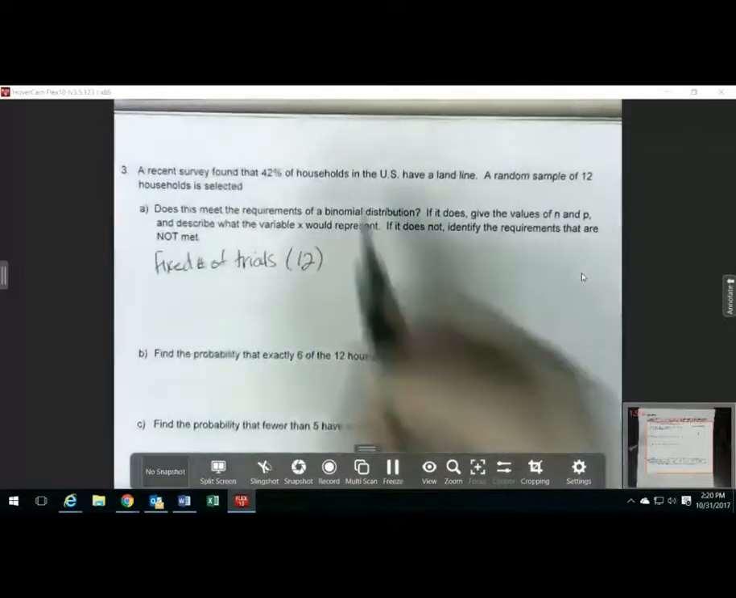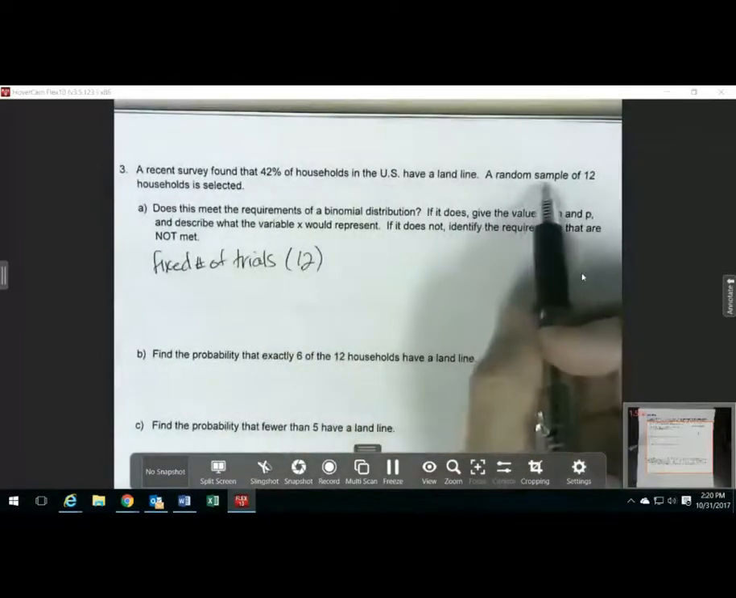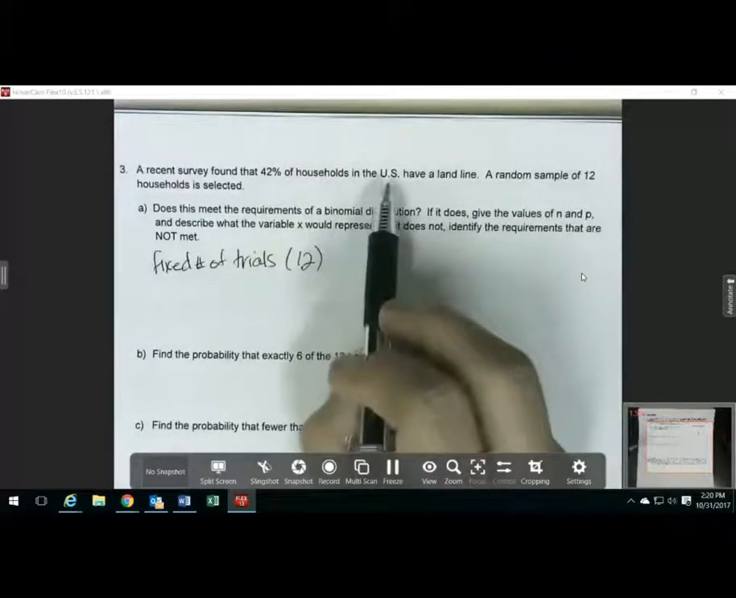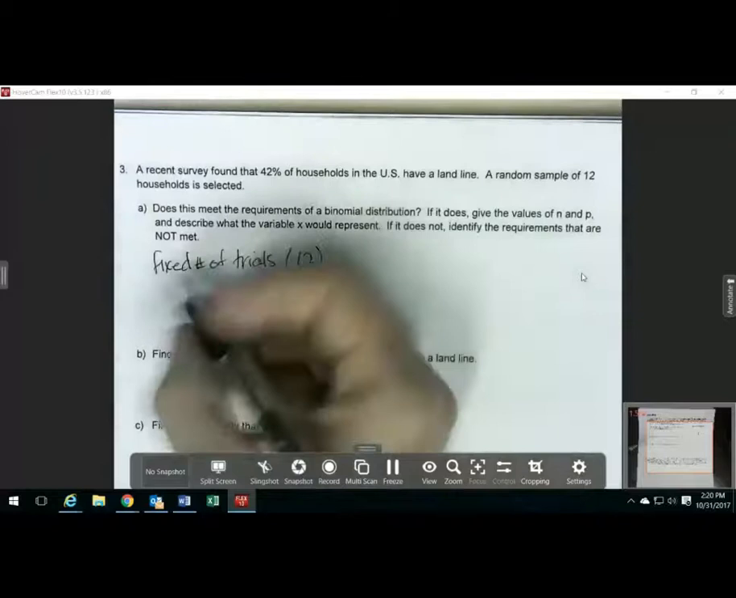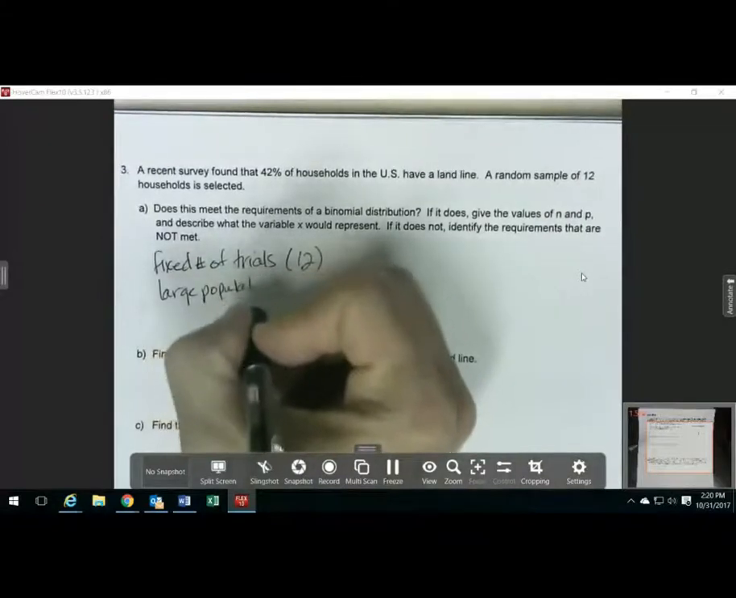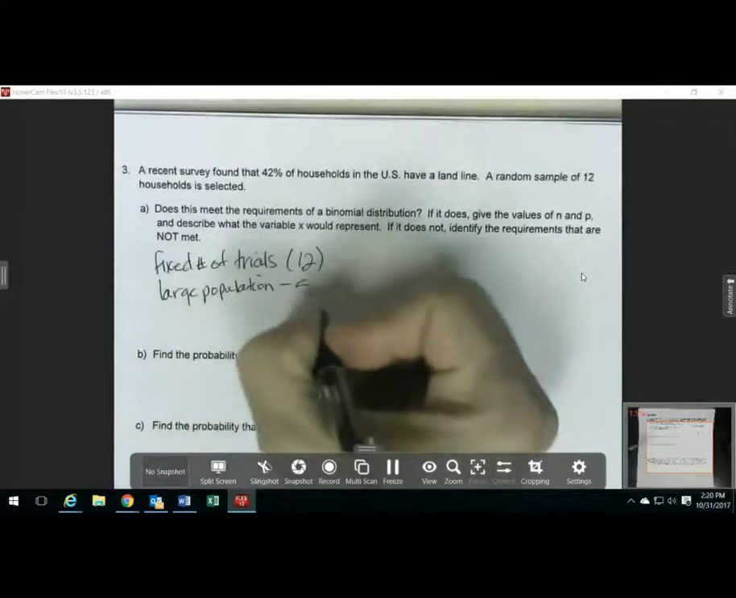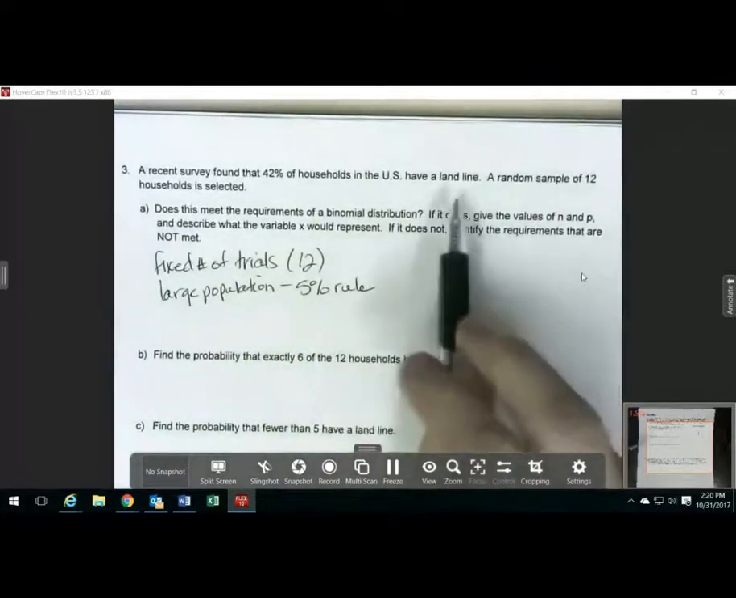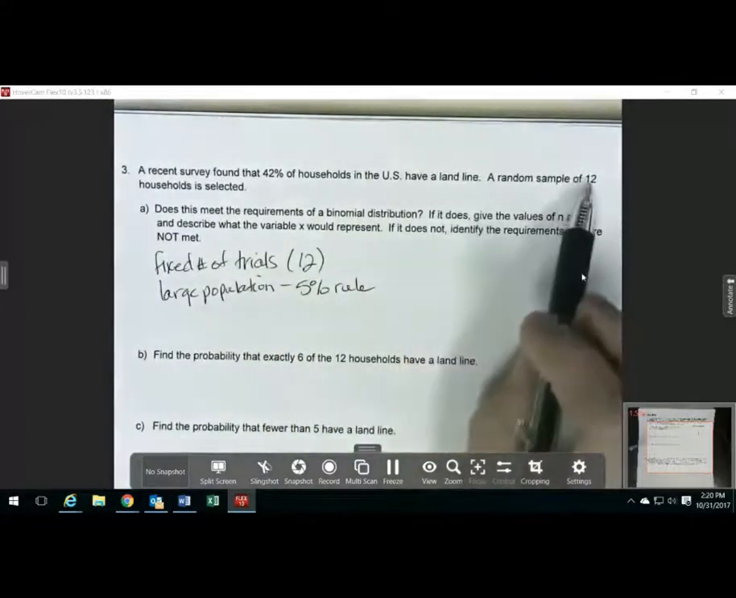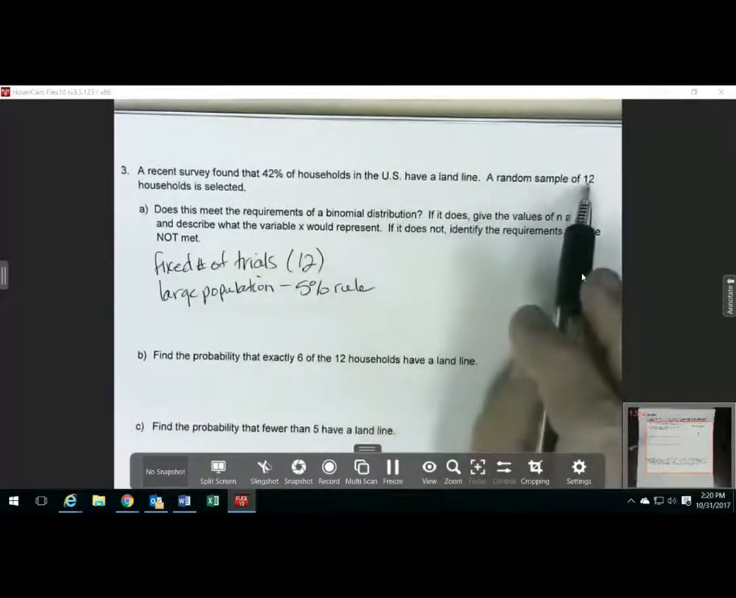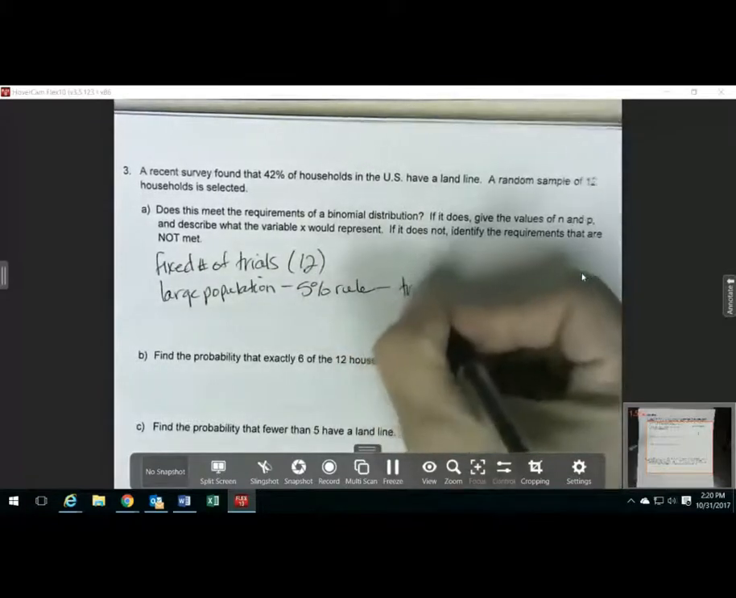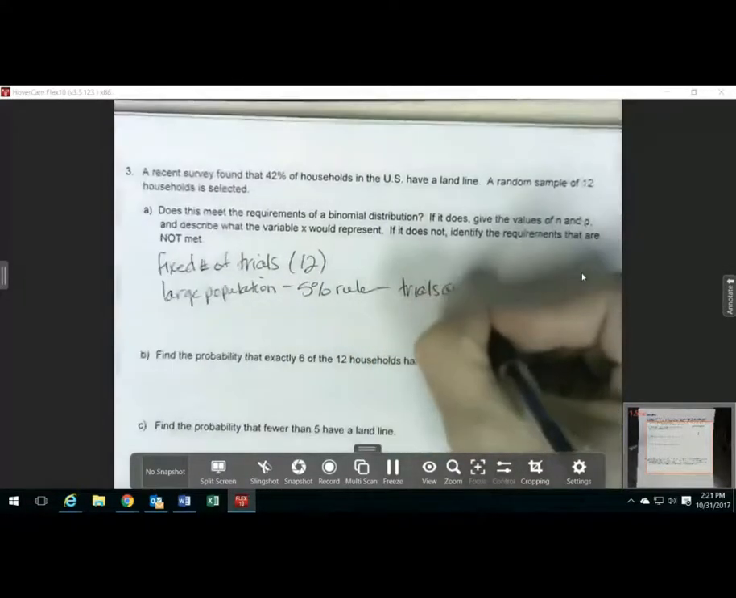And then for the independence, we're not selecting with replacement, but if we're looking at all the households in the US, that's a very large population. That means we can use that 5% rule, which says you can count the trials as being independent if the sample size is less than 5% of the population size. It's definitely going to be less than 5% in this case. So the trials are independent.